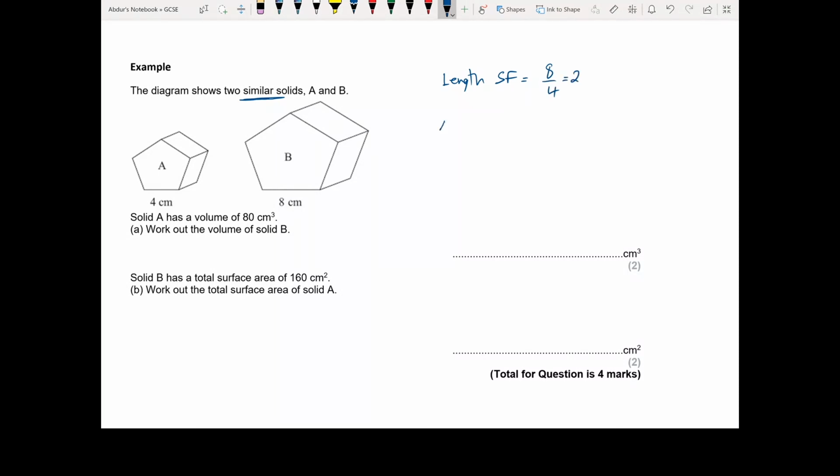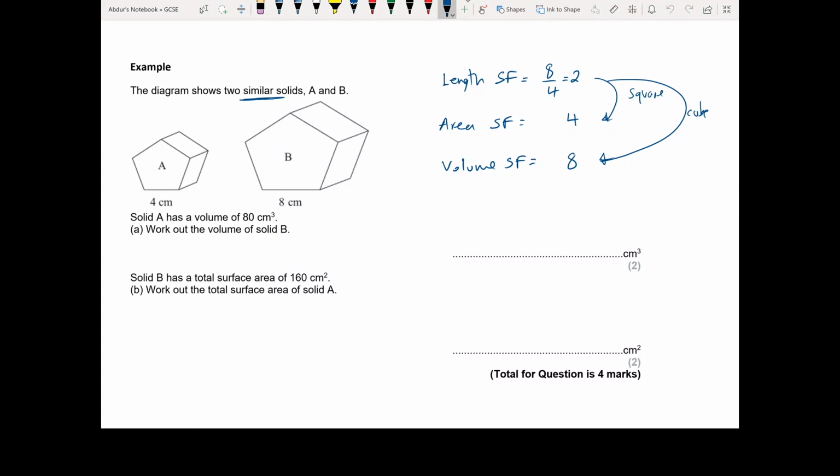Now remember, I can work out my area scale factor without needing to use areas. I can simply use my length scale factor to get to each of my area scale factor and volume scale factor. How I do that is by squaring and then by cubing. So if I square the length scale factor, I get to 4, and if I cube it, I get to 8. So then I've found my area scale factor and my volume scale factor, which I'll use for the rest of the question.